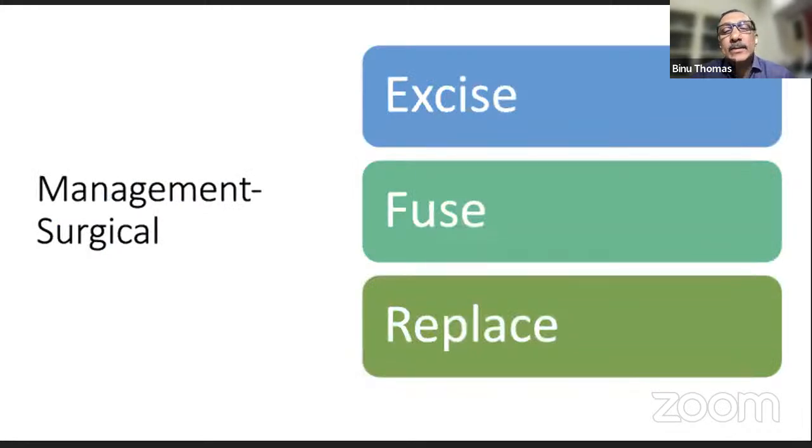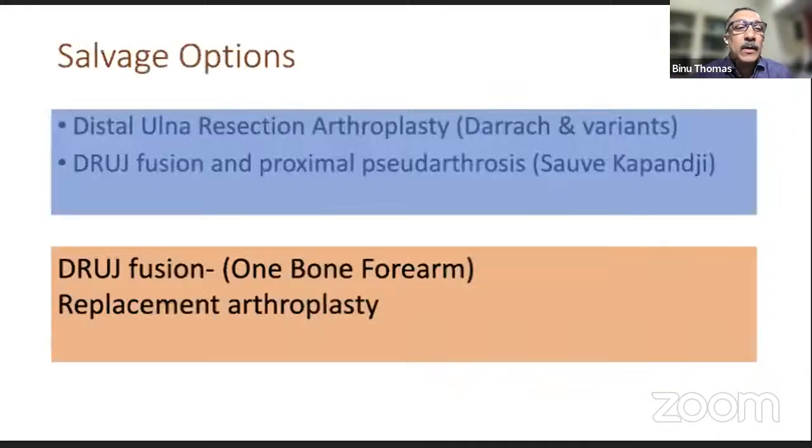So management of, like for any arthritis, the surgical management is either of these: excise, fuse, or replace. So let's see what we can do. So the salvage option is the excision, the distal ulnar resection arthroplasties. It's very popular. We all know about it, the Darrach and its variants.